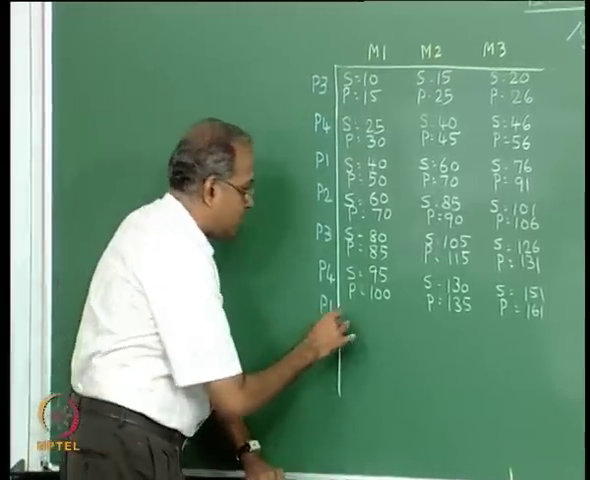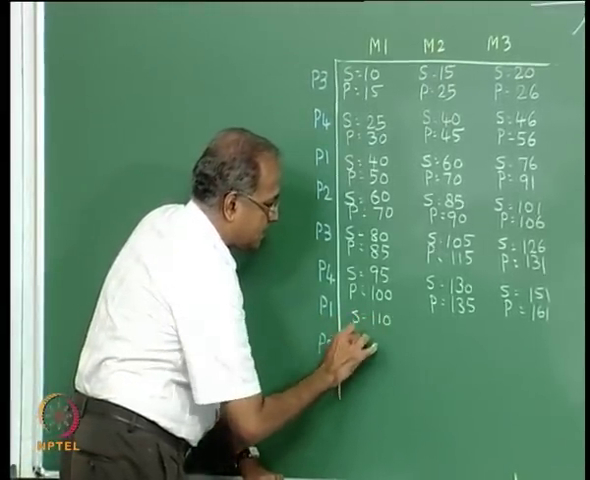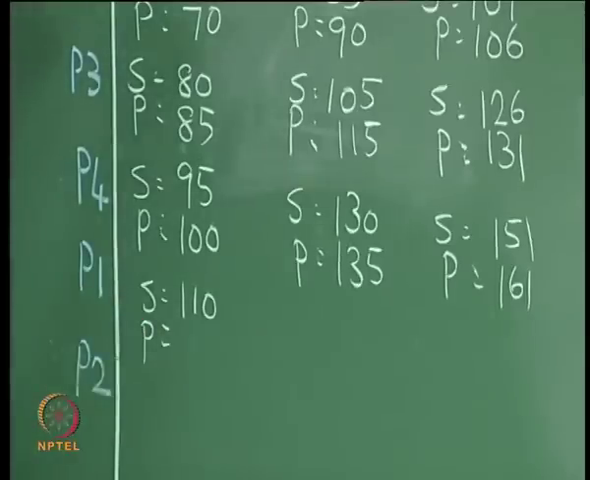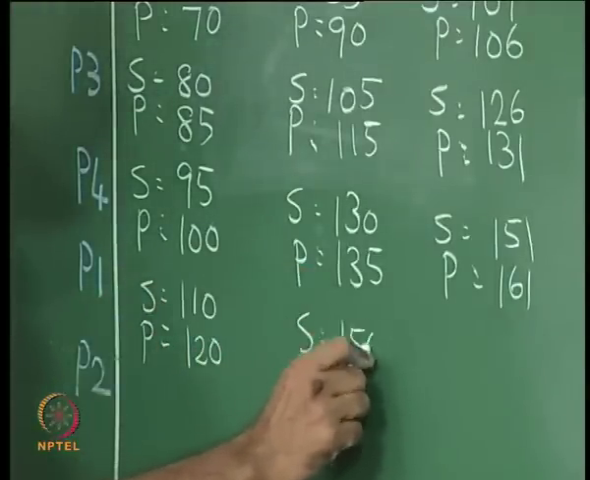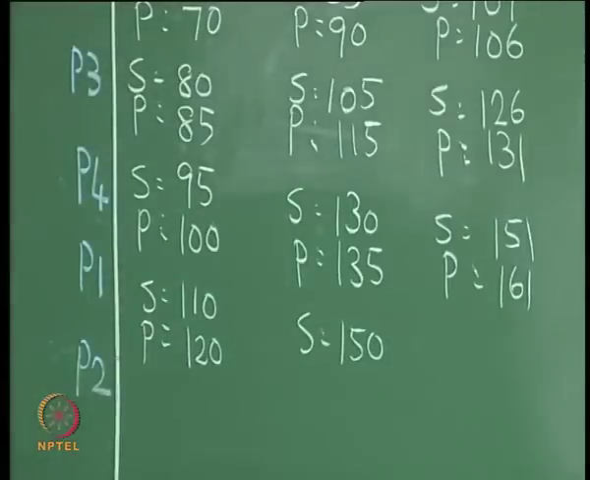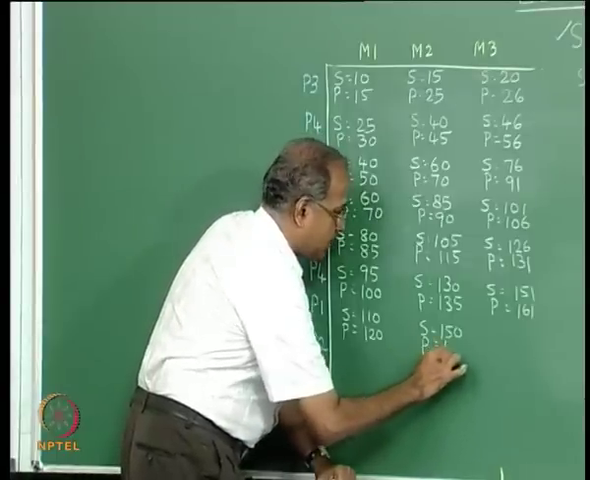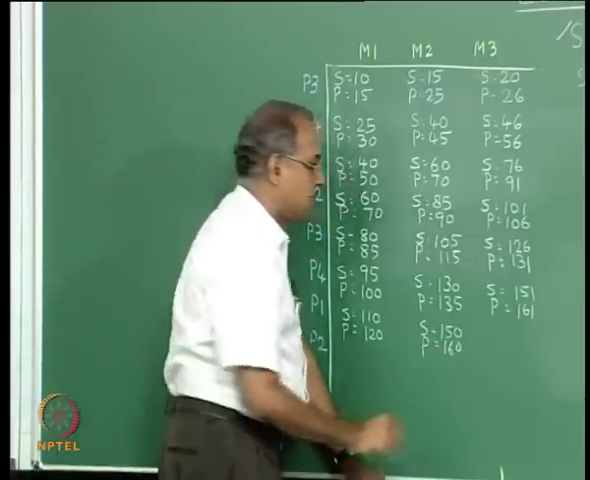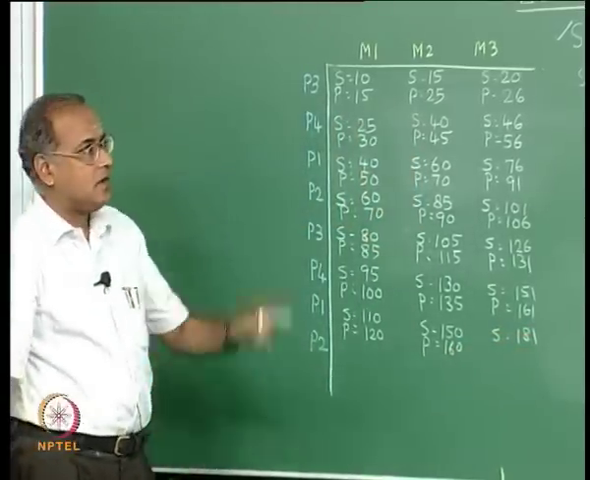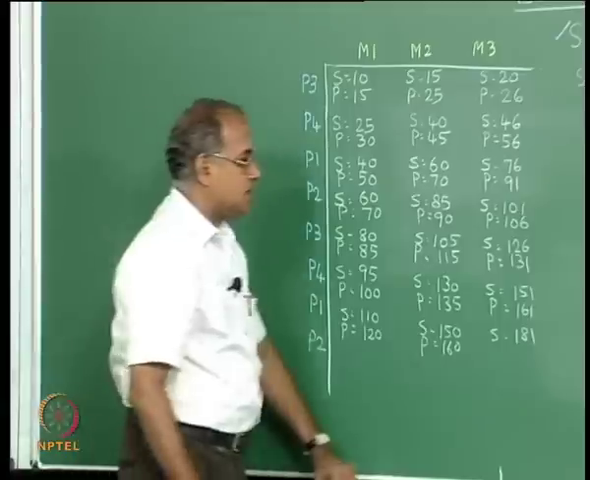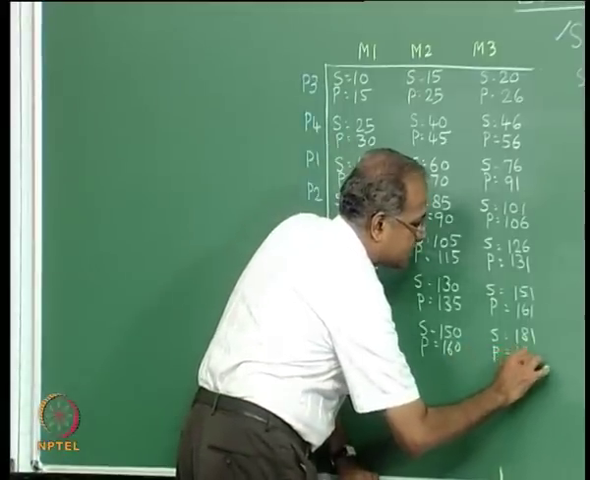Now back to P1, setup is over at 110, P1 on M1 unit processing time is 2, so this is over at 120. Now here production is over at 135, so setup will be over at 150, P1 on M2 unit processing time is 2, so production will be over at 160. Setup will be over at 181, 20 time units, unit processing time is 3, so production is over at 196.